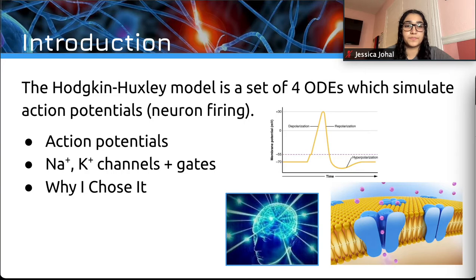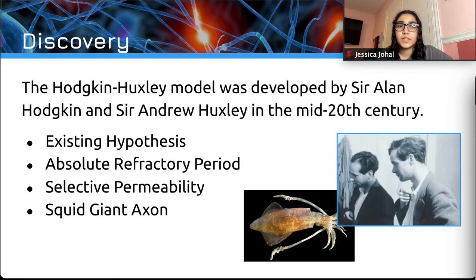of neurons. I chose this model because I'm interested in applying mathematical models to biochemistry and medicine, and particularly the nervous system, because I think it's really interesting how this model gets us closer to understanding the link between human sensation and perception. The Hodgkin-Huxley model was developed by the biophysicists Sir Alan Hodgkin and Sir Andrew Huxley in the mid-20th century, and they were awarded the Nobel Prize for their achievements.